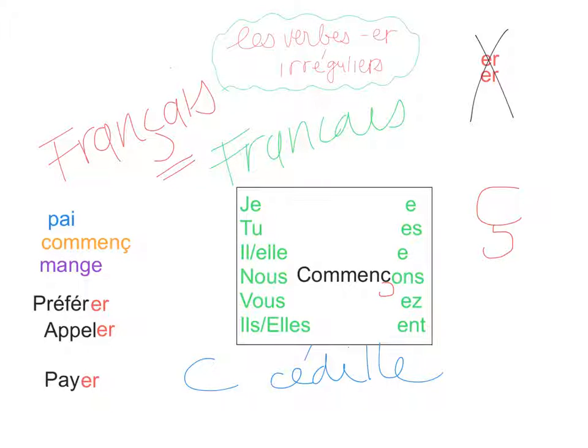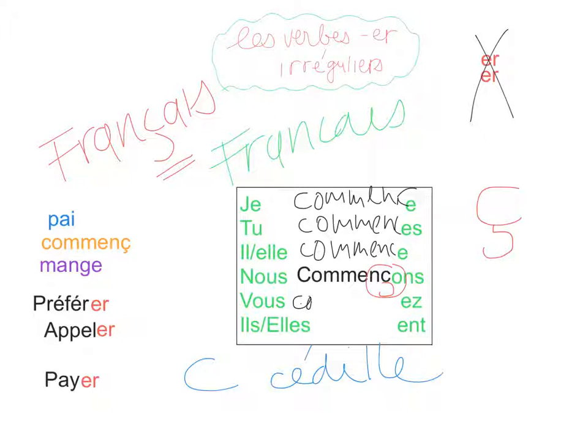So when conjugating the CER verbs, again, je commence, pas de problème. So, tu commences, pas de problème. Il, elle commence. Nous commençons, we need that cédille, okay? Do not forget that cédille, otherwise it means nous commenquons. Vous commencez, and finally, il, elle commence. Sorry, mistake.